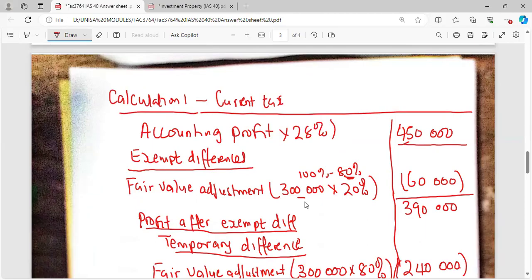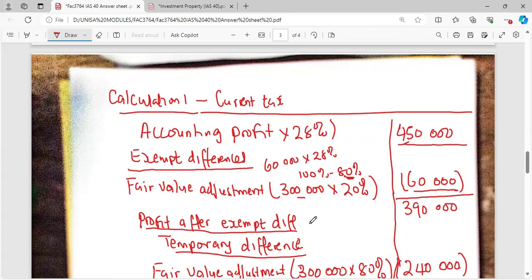Then in the exempt difference, we are no more going to write the full amount here, 60. We are now going to say 60,000 times 28%. That's the figure that we take here. So the figures we take in the tax rate reconciliation are after we apply the tax rate. So it's more or less a copy.